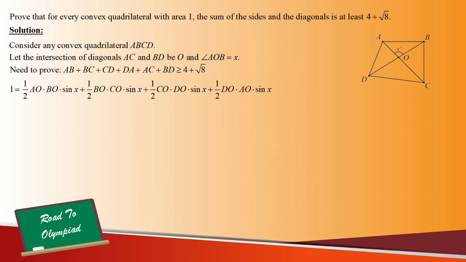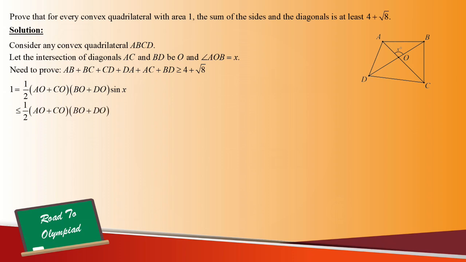With this, we can factorize the sine of X and further factorize the expression we have in the bracket into AO plus CO times BO plus DO. Notice that the expression we have is simply less than or equal to half times AO plus CO times BO plus DO, since the angle is less than 180 degrees. Where AO plus CO here is simply equal to the diagonal AC, and BO plus DO is simply equal to the diagonal BD.